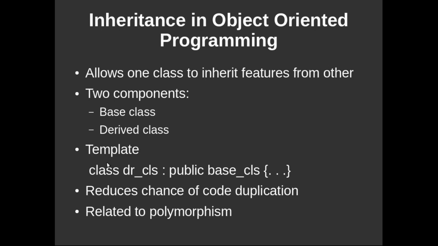Whenever we need to implement inheritance, we follow the format below to create the derived class. So here we start with the keyword class, then we provide the name of the derived class, which is dr_cls in this case. Then we use a colon, then the keyword public, then the name of the base class, which is base_cls in our case, and then we start writing the body of the derived class.